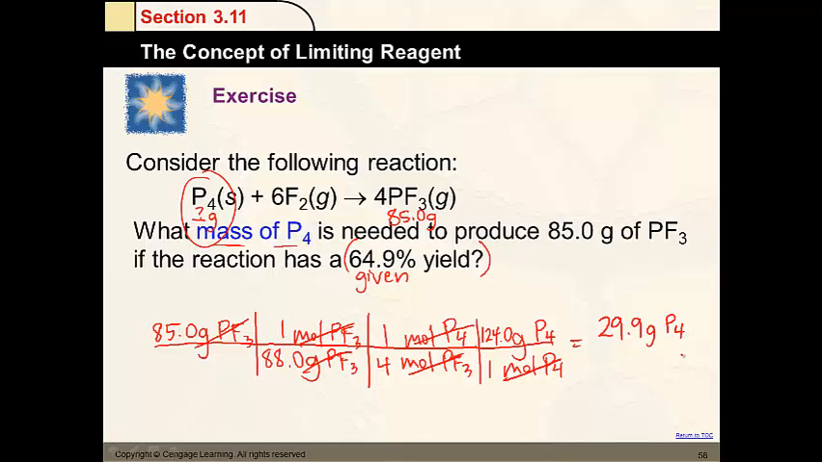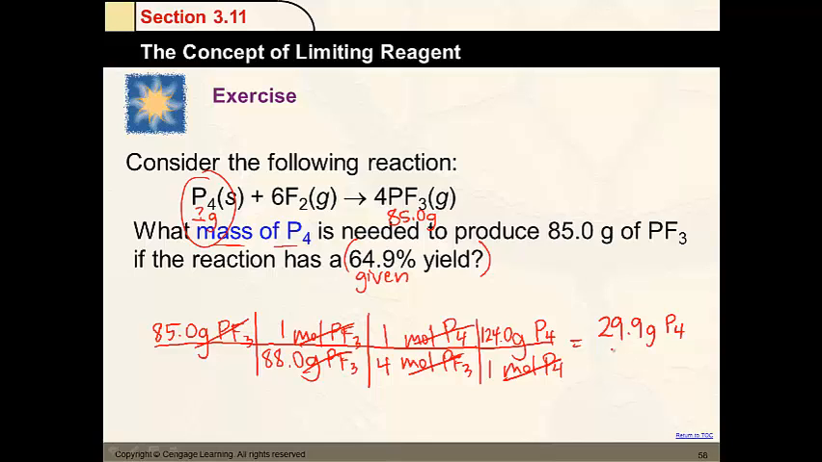Now this is how much would be required to produce 85 grams. But remember that it only has 64.9% yield. So I have to actually start with more of it in order to get a total of 85. I could have done this calculation up front by modifying 85, or I can do it at the end. It doesn't really matter. But what I want to find out is how much more would I have needed, since I know that the reaction doesn't completely convert it over.